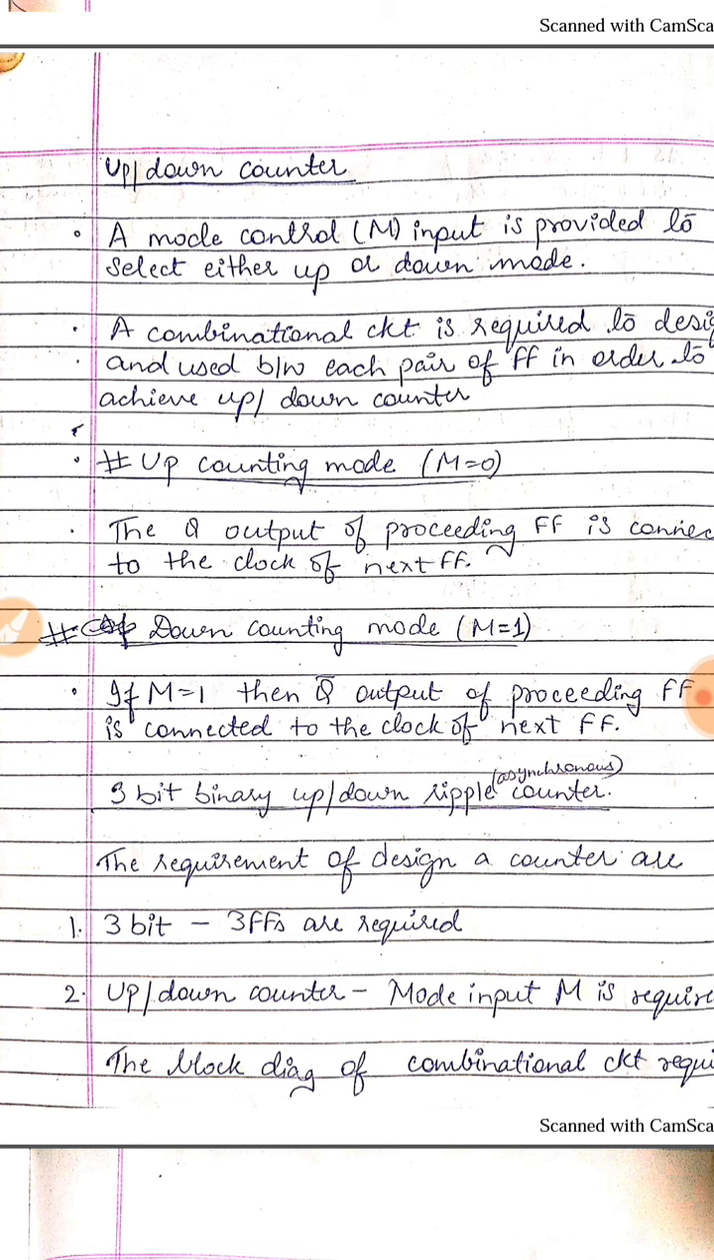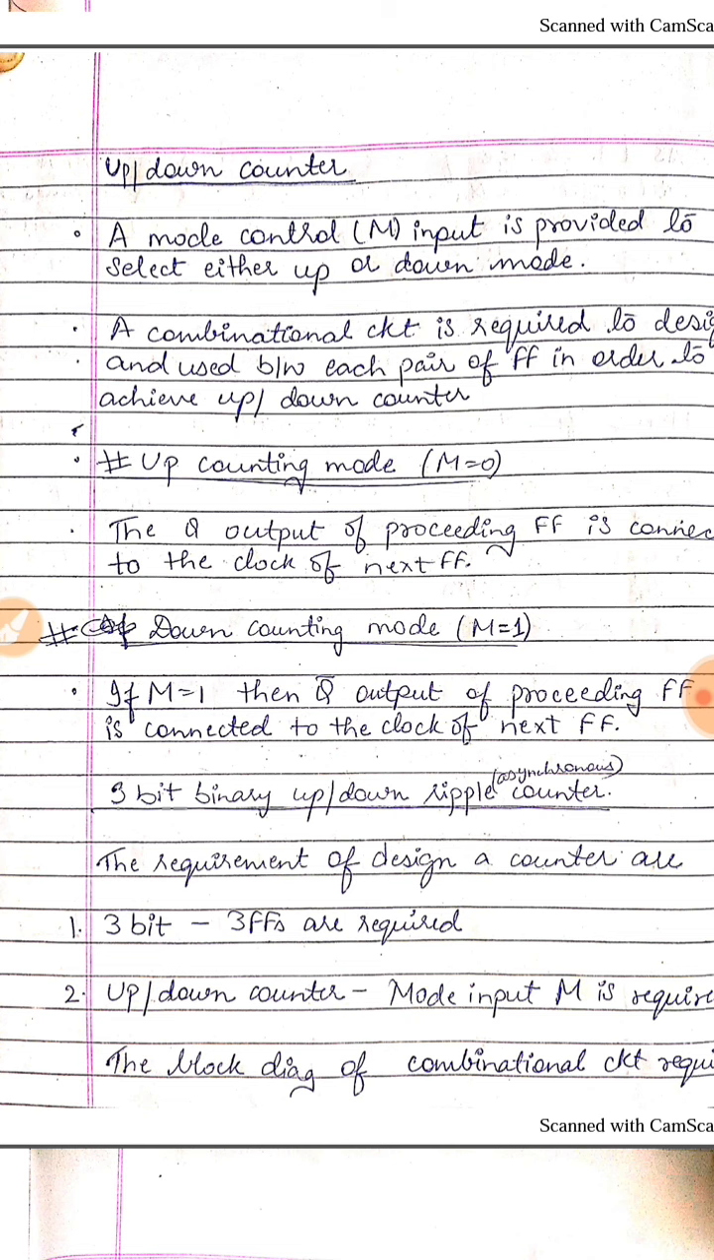In up counters we use asynchronous clocks in which the clock pulse is applied to the first flip-flop and then the output of the first flip-flop is used to feed the clock pulse of the second flip-flop, and then the subsequent outputs are used, the uncomplemented outputs, that is QA, QB, to the clock pulse of the next flip-flop.